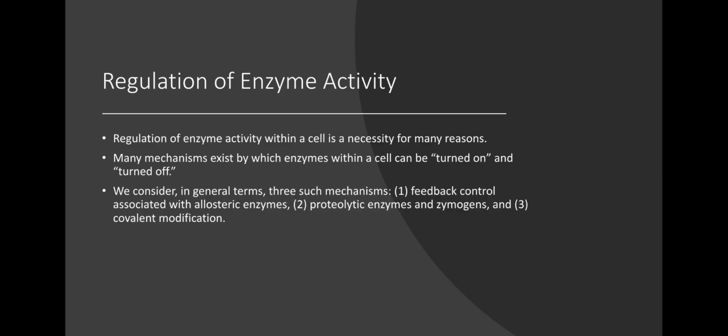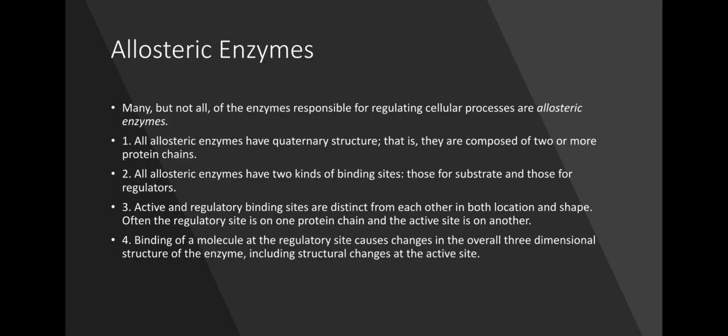Now, let us discuss regulation of enzyme activity. This is a necessity for many reasons. Many mechanisms exist by which enzymes within a cell can be turned on and turned off. We consider, in general terms, three such mechanisms. The first one is feedback control associated with allosteric enzymes. The second is proteolytic enzymes and zymogens, and the last is covalent modification.